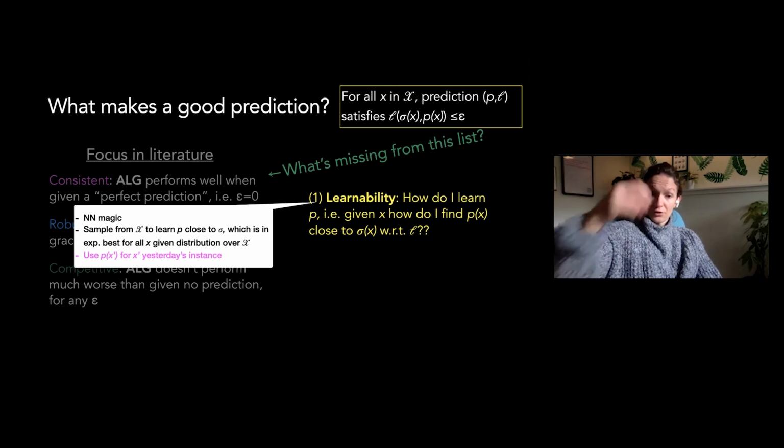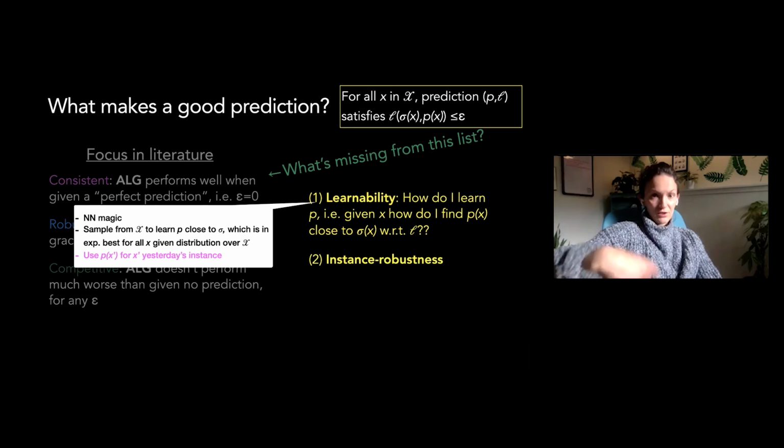So anyway, that's learnability. I made it its own little point because I wanted to point out that one, it's important, and two, people sometimes leave it out, which maybe we shouldn't be doing when we talk about predictions. And then the second piece that I would like to argue is missing from this list, but has not been studied nearly as much as any of these, is instance robustness. So we'll talk about instance robustness next.